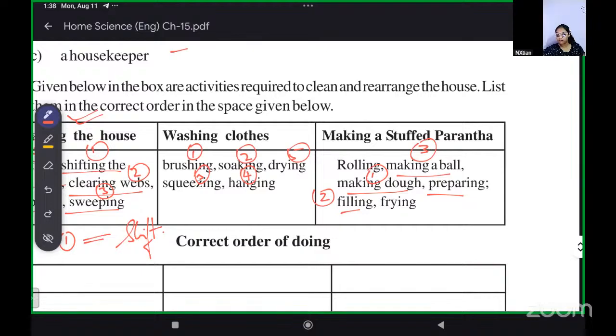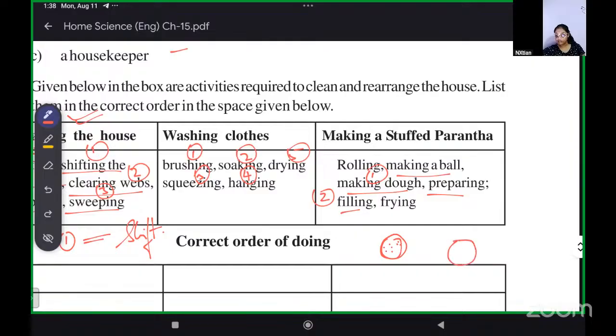Wait. I think we prepare the dough, because after you roll it, don't you then fill it? A stuffed parantha, right? I think we prepare the dough. Then we do the filling. And then we make a ball and then do the rolling. First we take the dough. We take a small portion of the dough. Then we put the filling inside. Then we do it like this and then we make a ball.